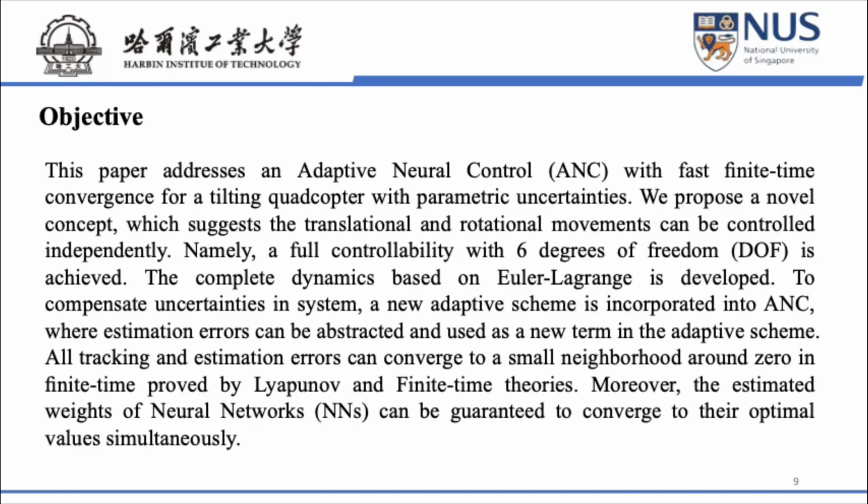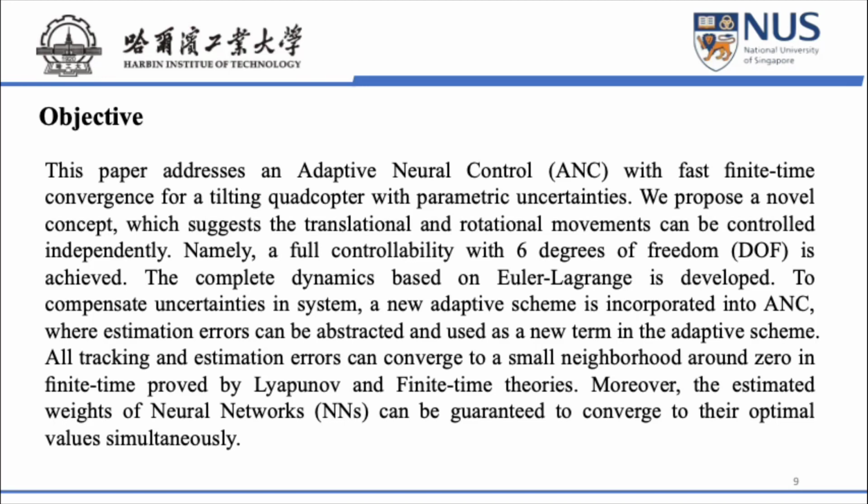Now, we will give the objective of this paper. We would like to address an adaptive neural control with faster finite time convergence for the proposed tilting quadcopter with parametric uncertainties. We propose this novel concept, which suggests the translational and rotational movements can be controlled independently.